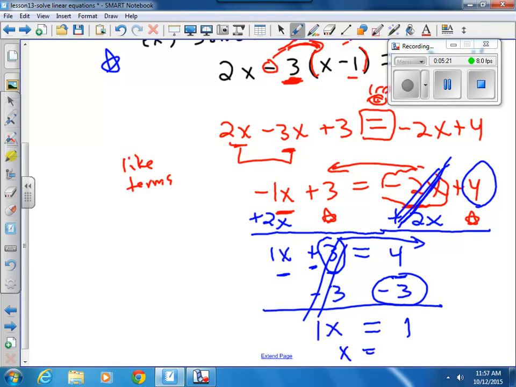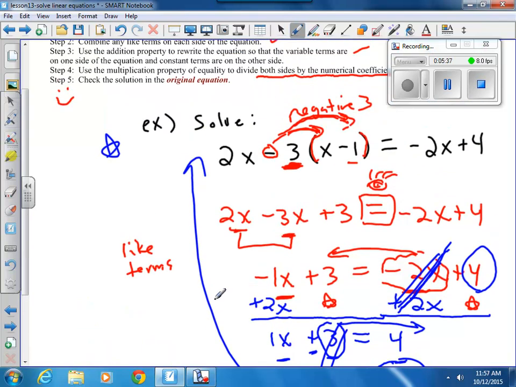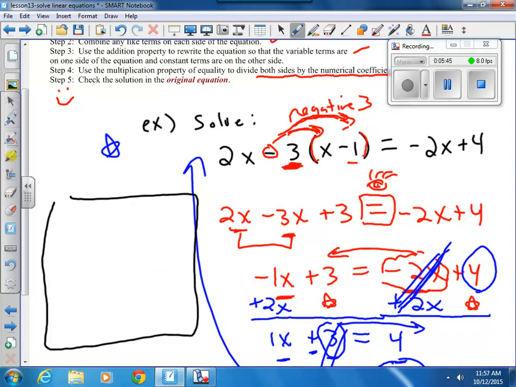That means the same thing as x equals 1. Yay! So we arrived at x equals 1. Remember we said it's ideal to check. It's ideal to take that answer of 1 and throw it way back into the original. So I'm just going to make a little side note here on checking. I always say if time permits on a real exam, check it.